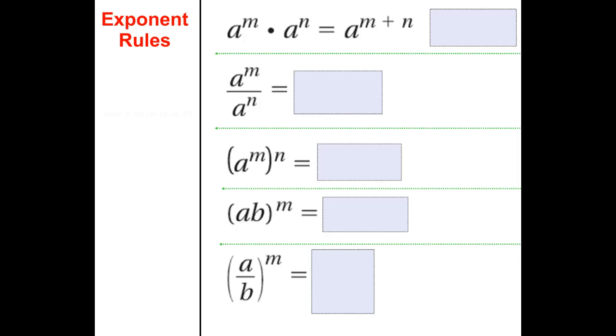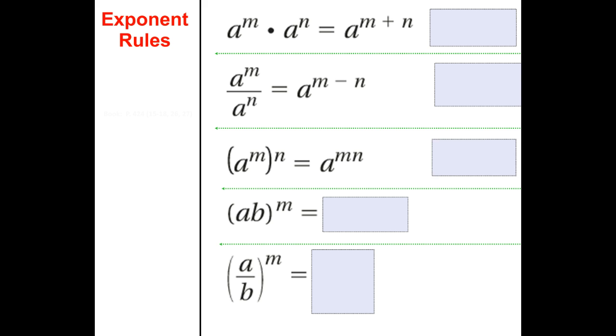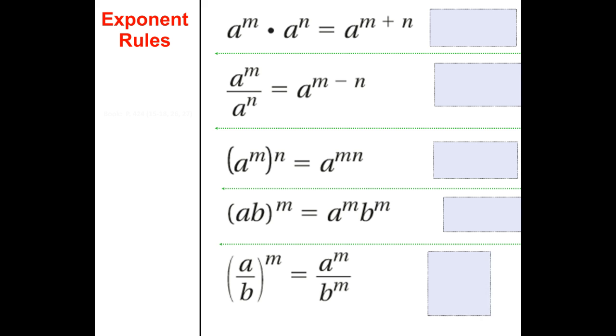A to the m divided by a to the n, that means that our rule is a to the m minus n. A to the m to the n, power to a power, is a to the m times n. a times b to the m is really a to the m times b to the m. And a divided by b to the m is a to the m divided by b to the m. I know those words are kind of confusing, but make sure you guys have those down because we're going into more difficult things.